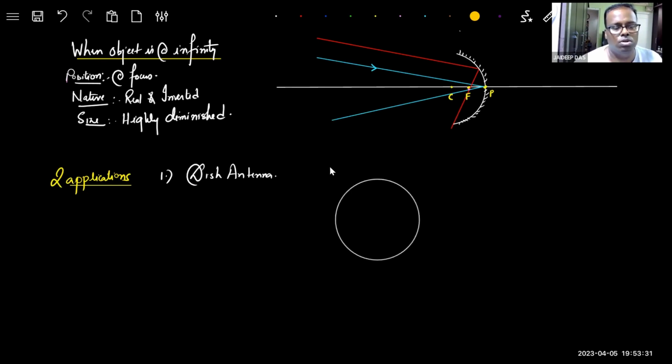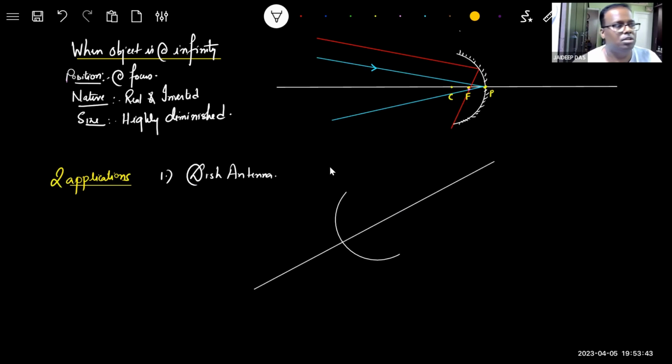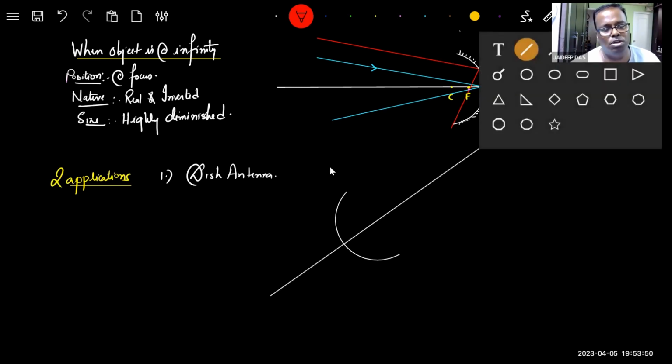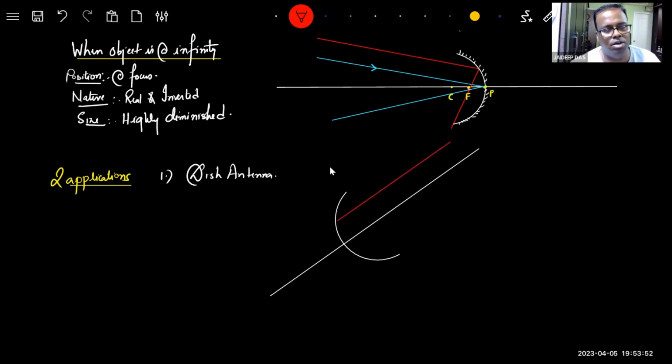So this is my dish antenna, right? And let me take the principal axis of the dish antenna. This is the principal axis of the dish antenna. And all the rays which are coming to the dish antenna are parallel rays from the satellite. These are the rays. And these rays pass through the focus. Agreed? This is a classic example.